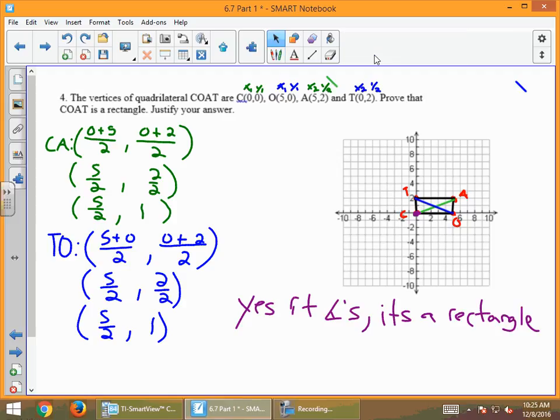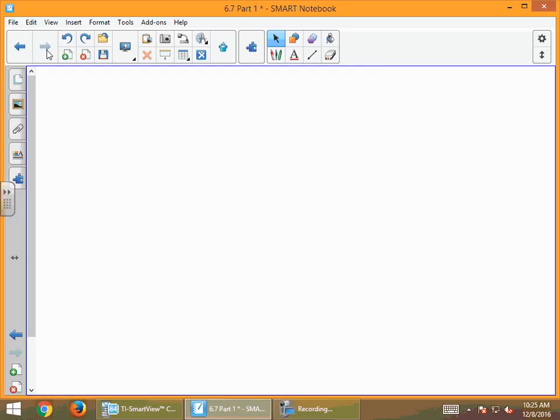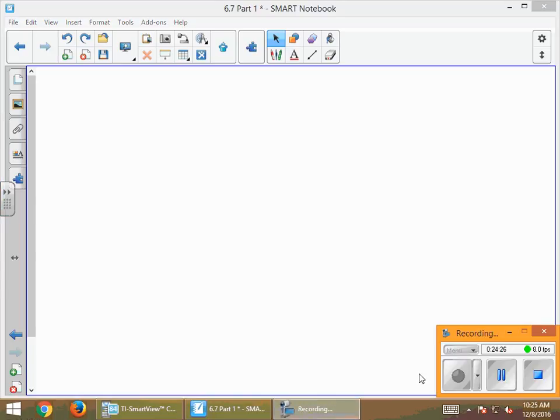This one you have to look at too, but you do need to prove that the diagonals bisect one another. Questions on that one? Go ahead, get out your practice. You have plenty.